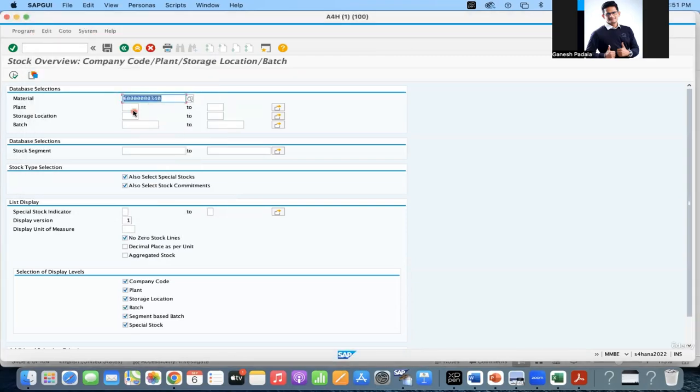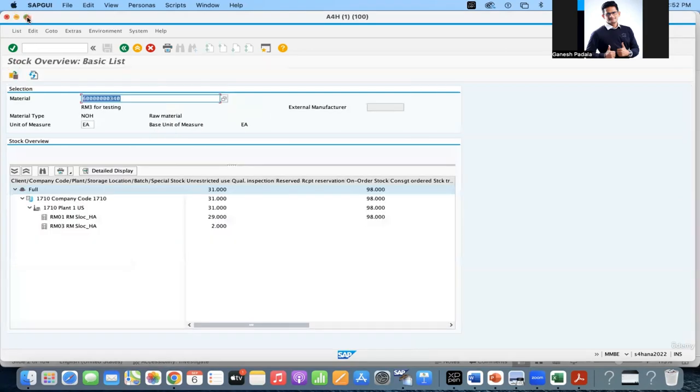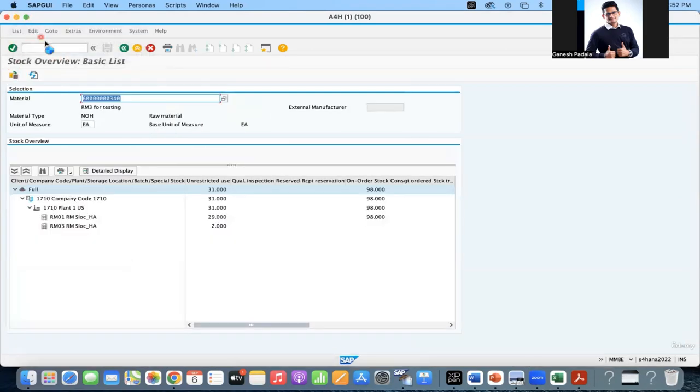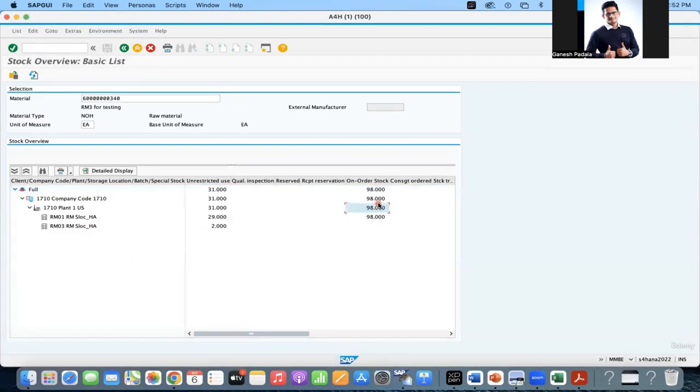P40. Plant is 1710, and execute it. Okay, you can see here on order stock, there is a purchase order. So it was showing. I was mentioning about the schedule for delivery. These are the two fields we were discussing.